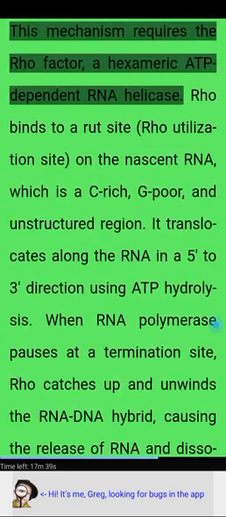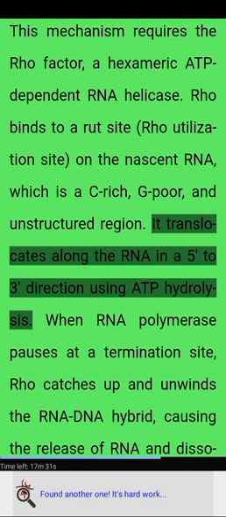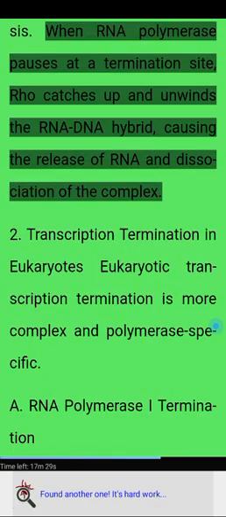B. Rho-dependent termination. This mechanism requires a Rho factor, a hexameric ATP-dependent RNA helicase. Rho binds to a Rho utilization site on the nascent RNA, which is C-rich, G-poor, an unstructured region. It translocates along the RNA in a 5' to 3' direction using ATP hydrolysis. When RNA polymerase pauses at a termination site, Rho catches up and unwinds the RNA-DNA hybrid, causing the release of RNA and dissociation of the complex.